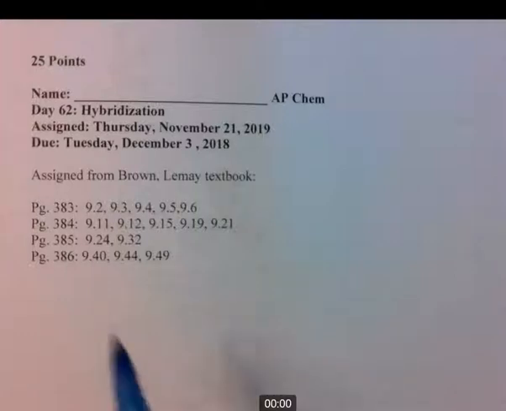As you can see, I've given you problems from the book, assigned from Chapter 9, which is the chapter titled Molecular Geometry and Bonding Theories. There is a set of books in class as well as the one that you have at home. So you should be able to complete this at home with the help of this video if needed. So let's get started. Page 183, number 92.